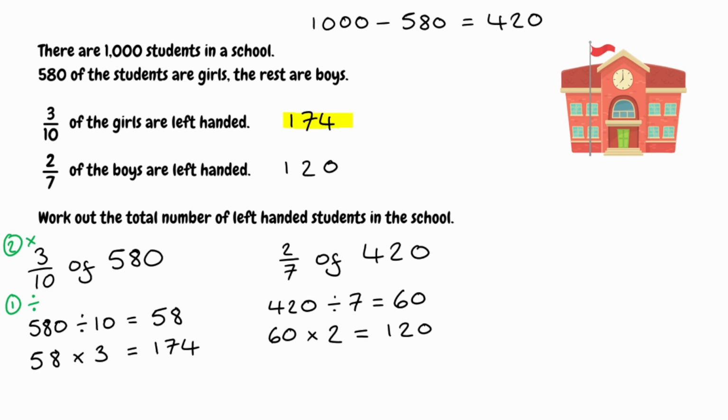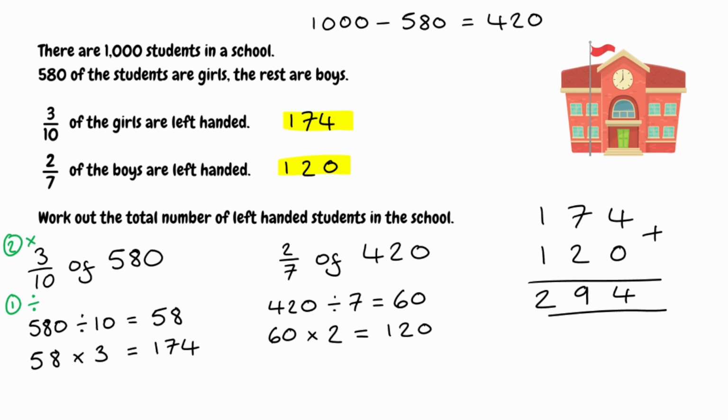So we've got there are 174 girls that are left-handed, 120 boys that are left-handed. So for our final step, we just want to add these two numbers together. So if we do 174, add our 120, that's going to give us 294. So there are 294 students in total that are left-handed.